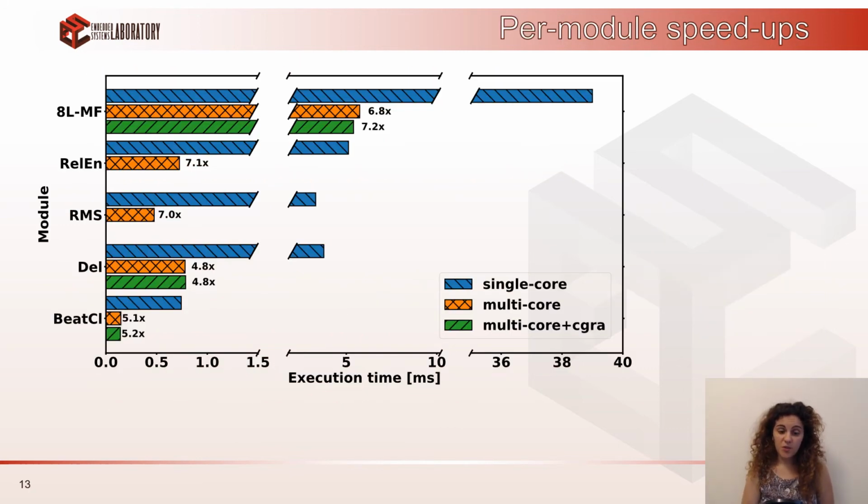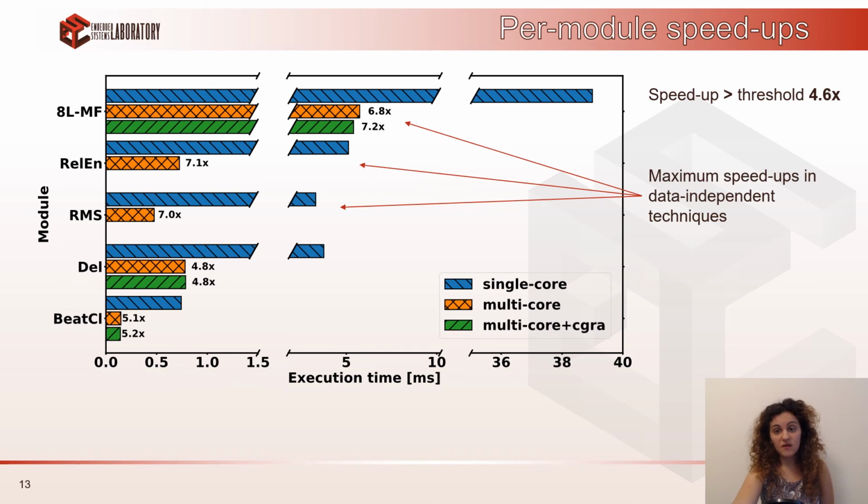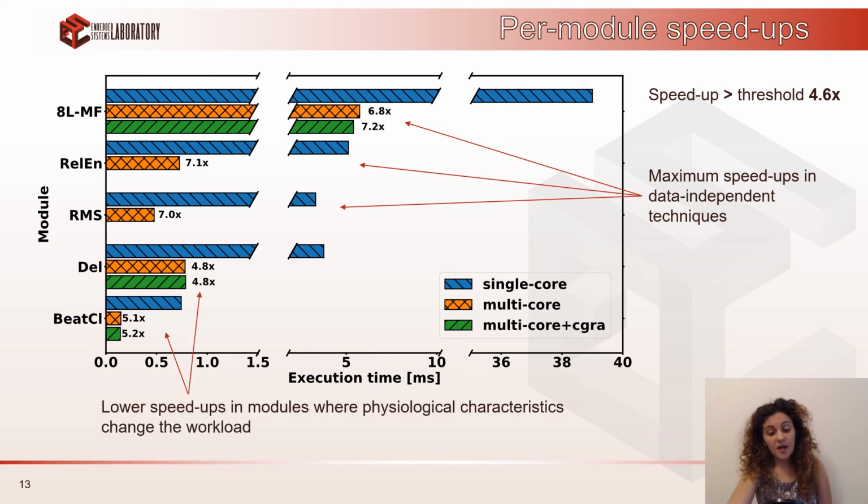The first result that we show is the execution time of the different modules on the single-core versus multi-core design, and the multi-core versus the multi-core plus the CGRA. From the figure, we can see that overall the modules achieve a speedup higher than the minimum threshold discussed earlier. Then we can see that the maximum speedup is achieved for data-independent techniques, while lower speedups are achieved in data-dependent modules, where the physiological characteristics change the workload through the cores.